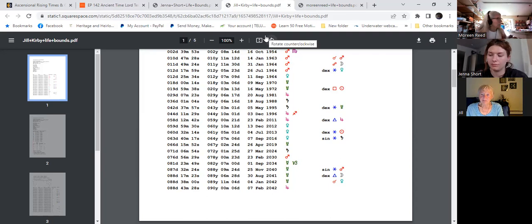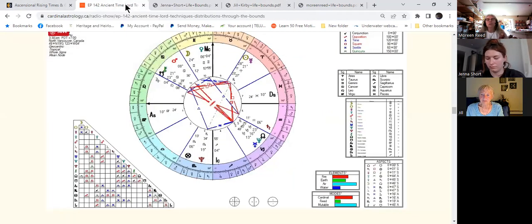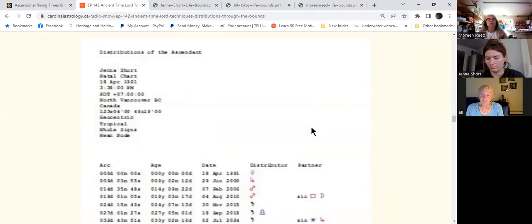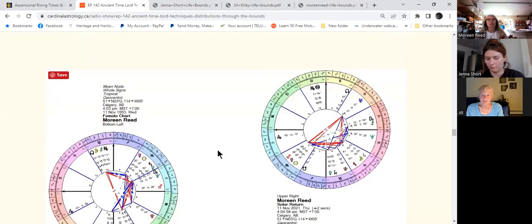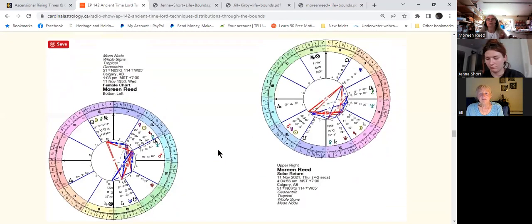Okay, so now the second part of distributions that was discovered is they also use them with solar revolutions. So I put together our solar revolutions for this year. Yeah, so again, the same premise. Mine started at 9 Libra, so I started in a Mercury year or Mercury period.